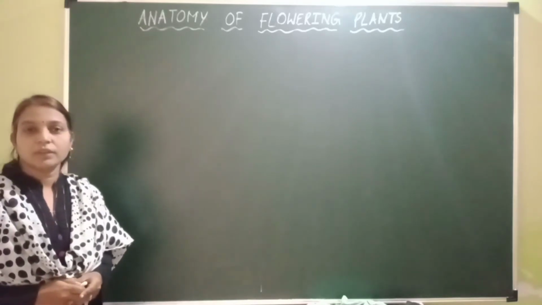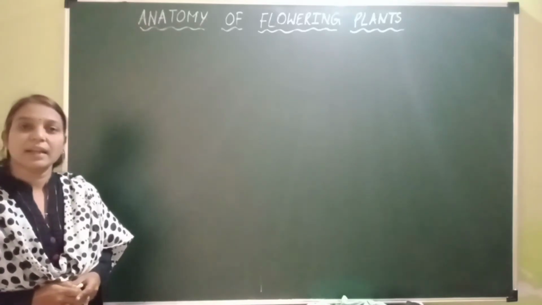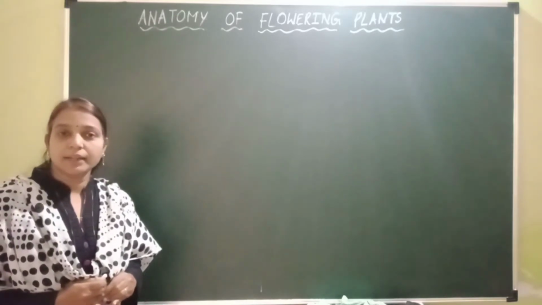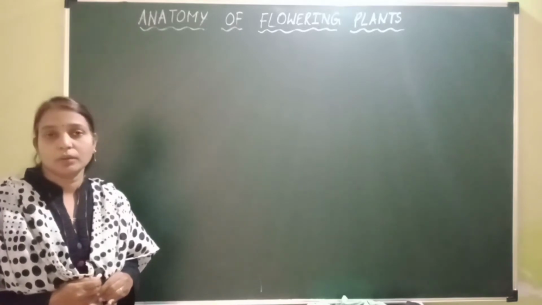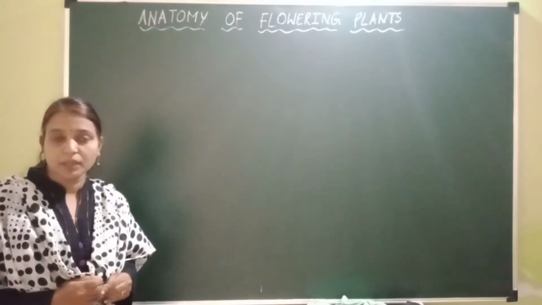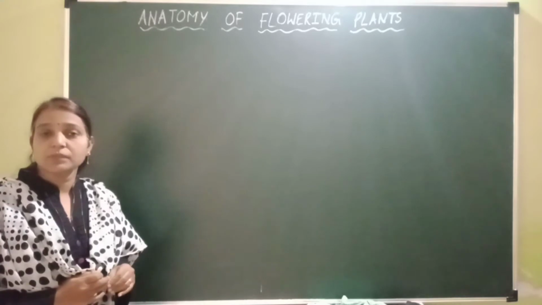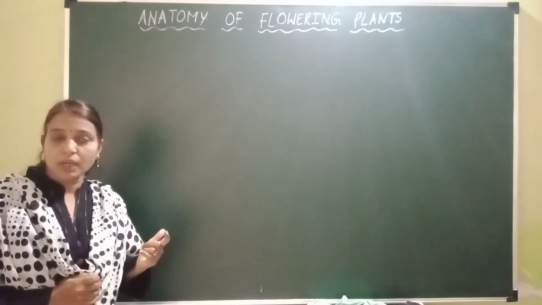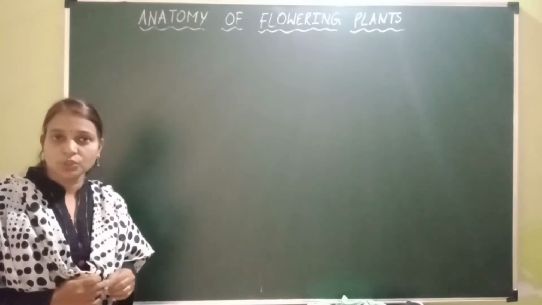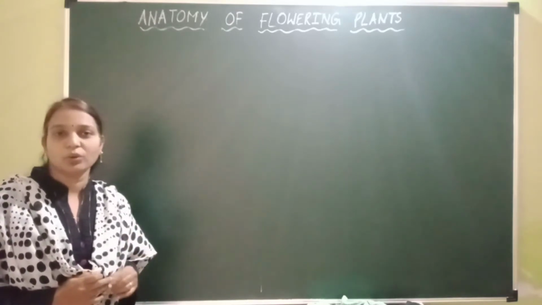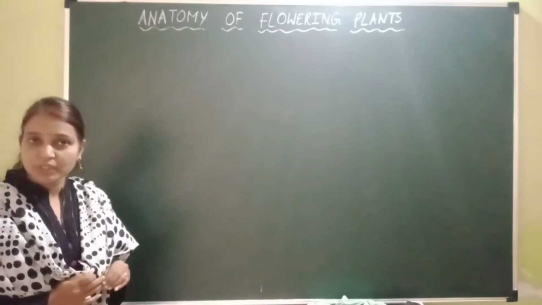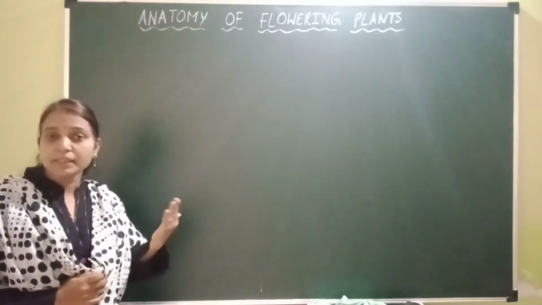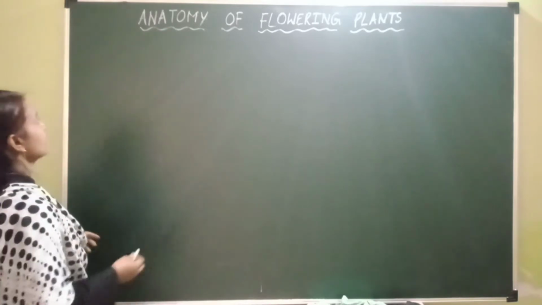Hello students, today we are going to start with a new chapter, that is anatomy of flowering plants. Anatomy is the branch of science that deals with the internal structure of organisms. In this chapter, we are going to study about tissues, the structure of these tissues, and the orientation and organization of these tissues inside the plant organs. Here we are going to deal with the anatomy of plant organs, that is dicot plants and monocot plants. Okay, let's start with it.